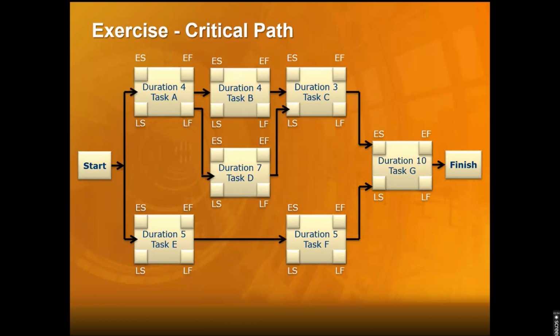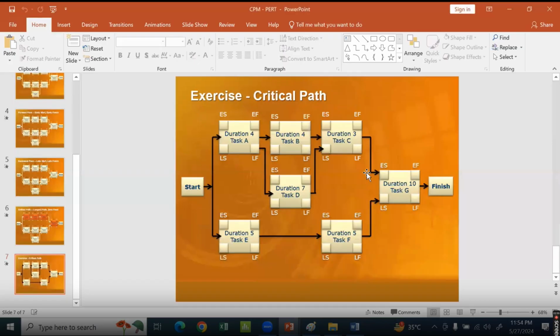So the concept should be clear, and try to find what the float is here, which activities are critical, how much the total float is, and which activity has a free float on this one. So do check this out. This presentation is in the downloadable folder.